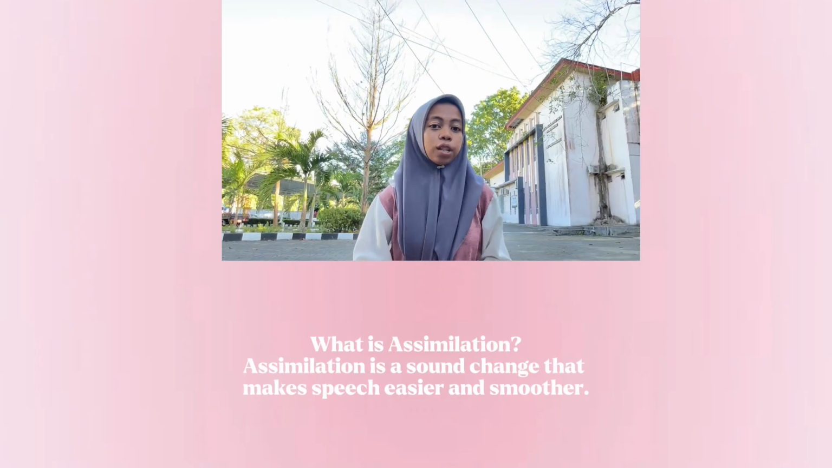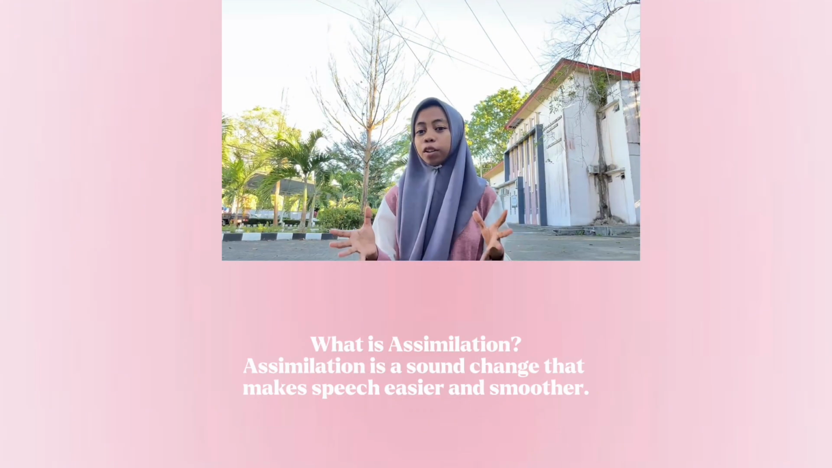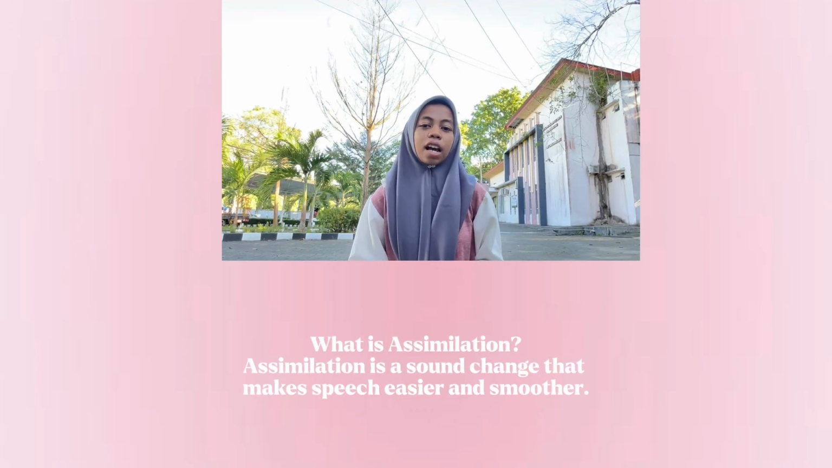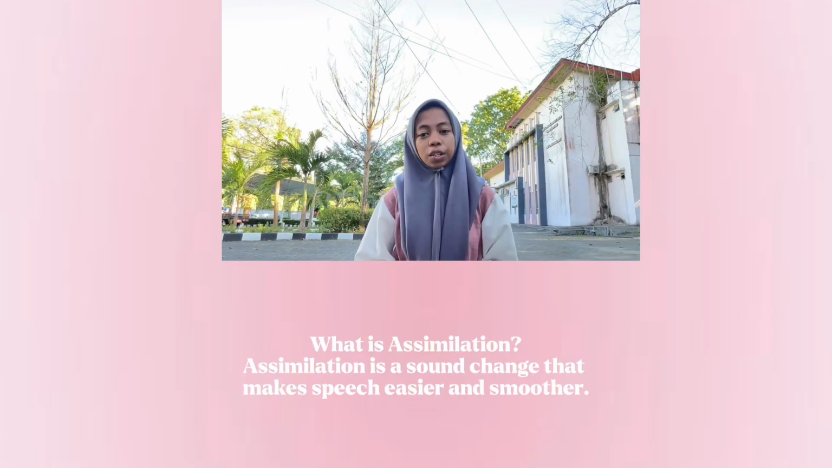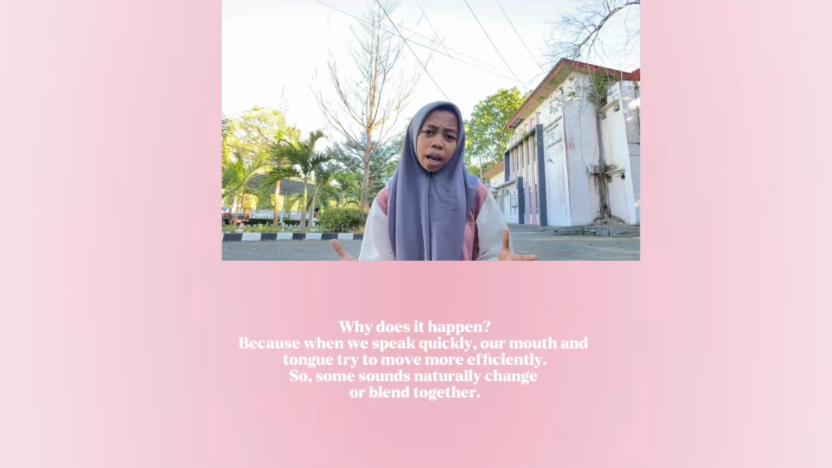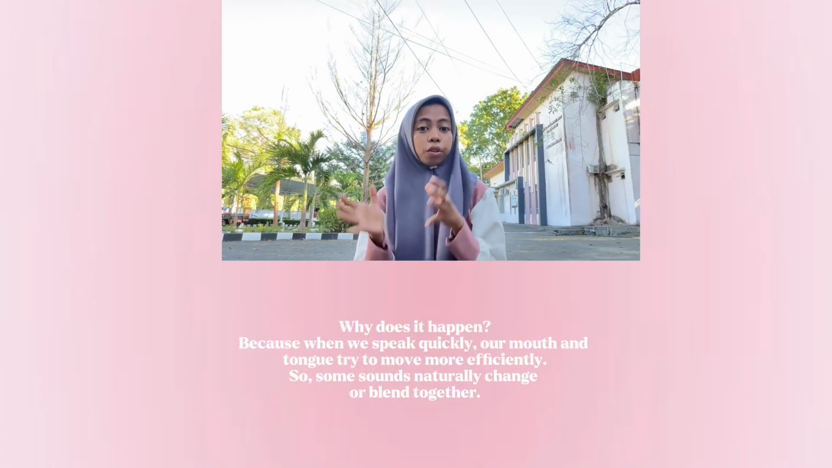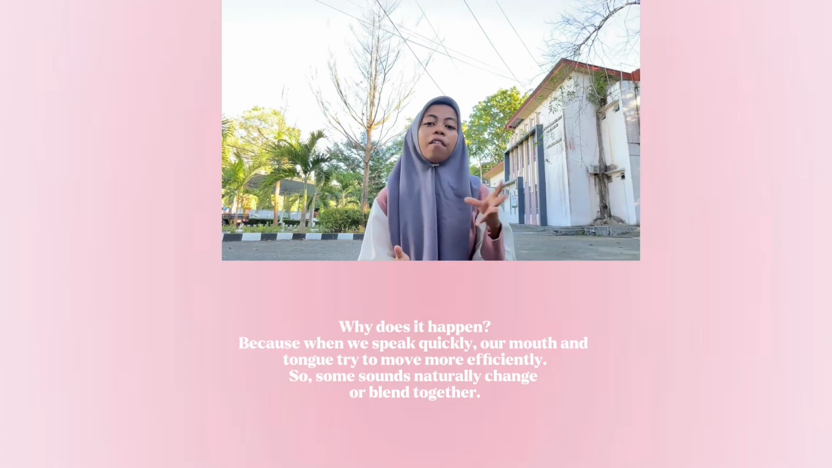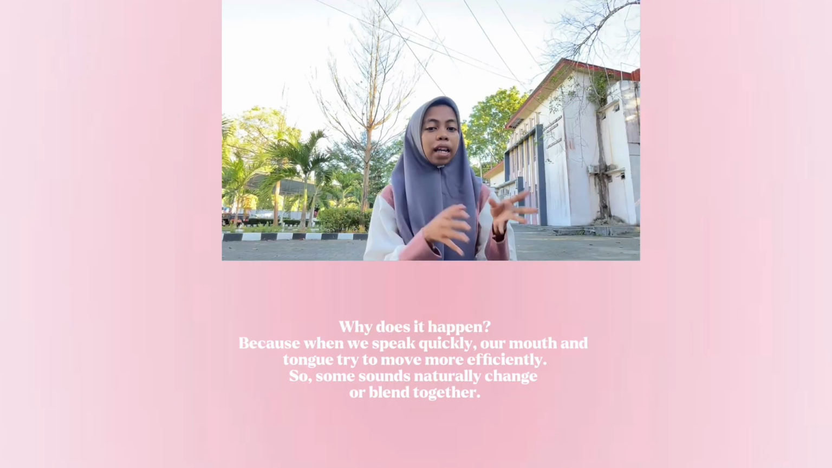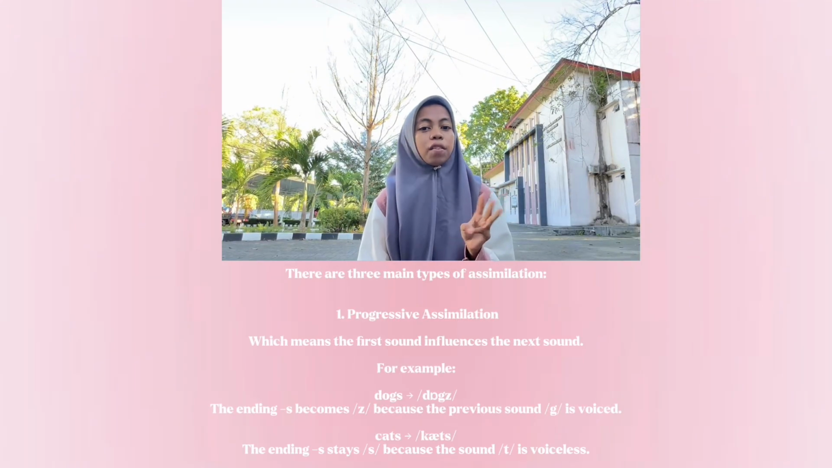Okay, let's start with the definition. So, what is assimilation in English morphology exactly? Assimilation is a sound change that makes speech easier and smoother. Why does it happen? Because when we speak quickly, our mouth and tongue try to work more efficiently. So, some sounds naturally change or blend together. And there are three main types of assimilation.